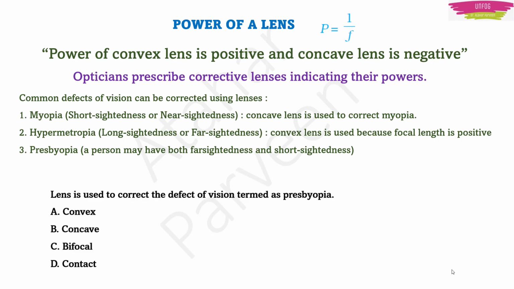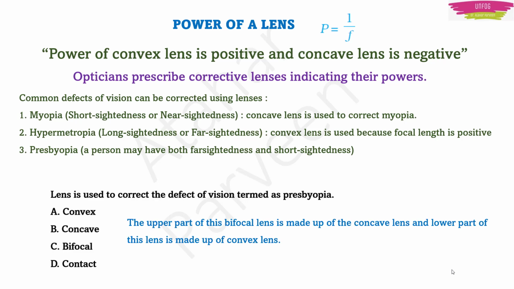Now, as I told you, the lens used will be a bifocal lens, and in this lens, the upper part will be made up of a concave lens and the lower part will be made up of a convex lens. With this combination, the person suffering from presbyopia can have good vision both far and near. So, the answer will be bifocal lens.